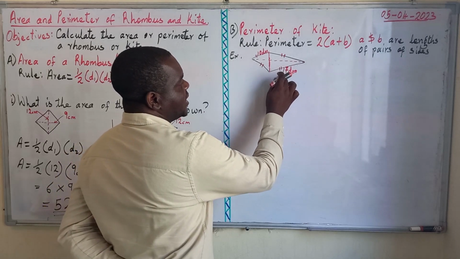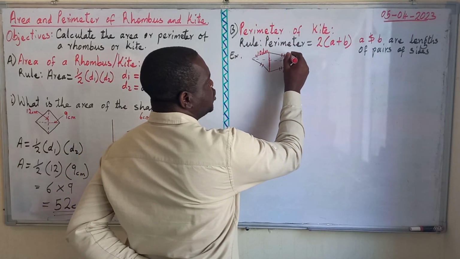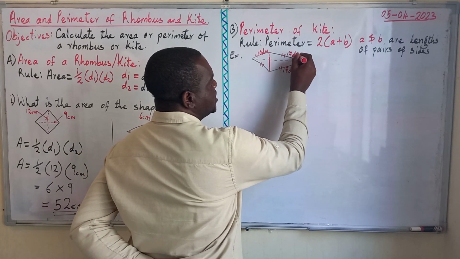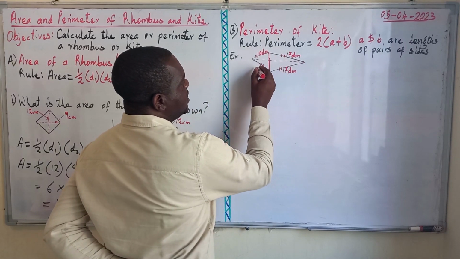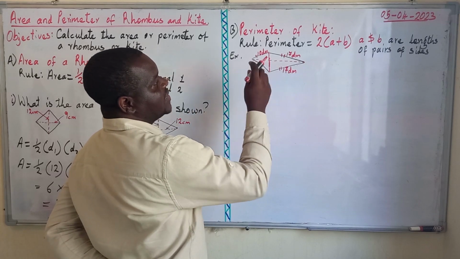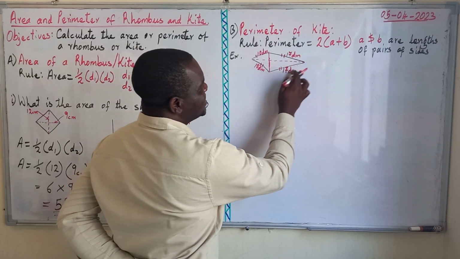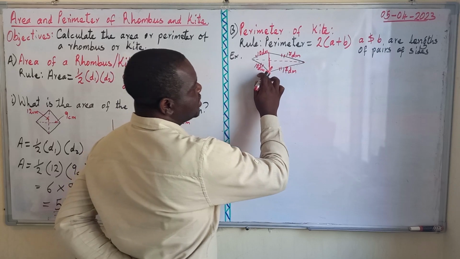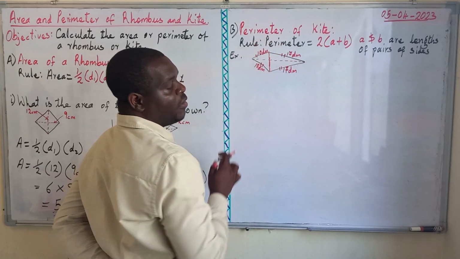If we know this side as 17, then this other side should be 17 decimeters. And if this side is 10, then this side automatically should be 10 decimeters. And perimeter, as we know, is the distance around this shape. That is the length of all the sides of a kite.